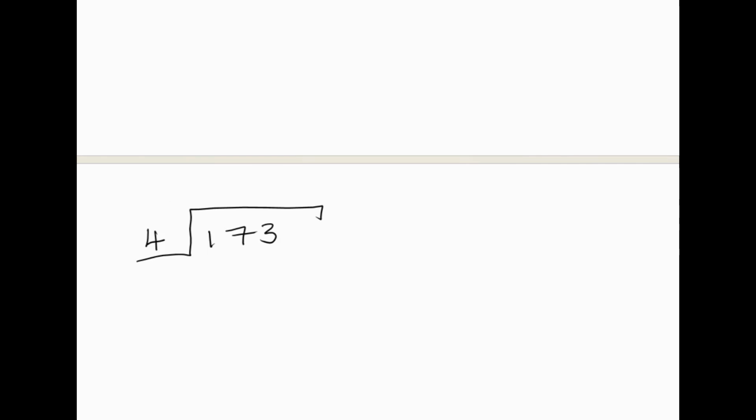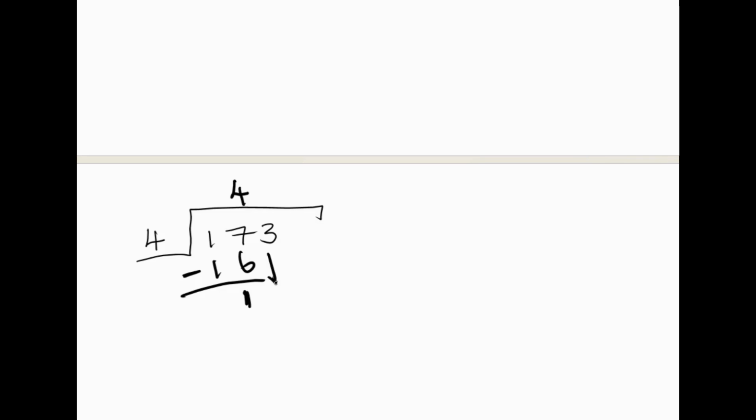So we have 4 into 173. We say 4 into 1, we see that it doesn't go into 1. So we now have to look at 17. 4 into 17, we get a 4. 4 multiplied by 4, we get 16. Then we subtract this, then we get a 1 right here.